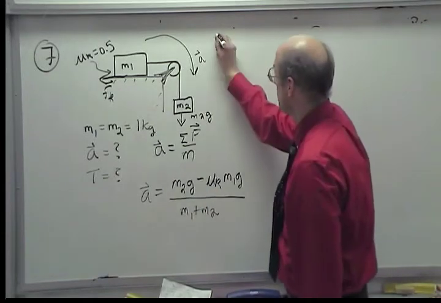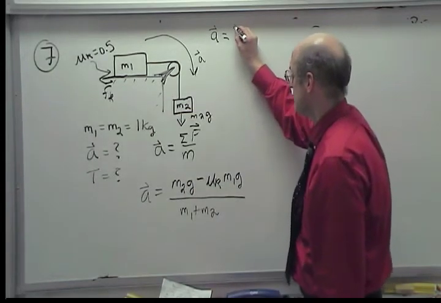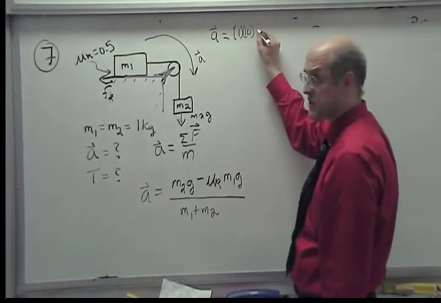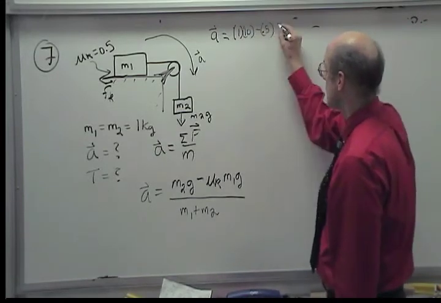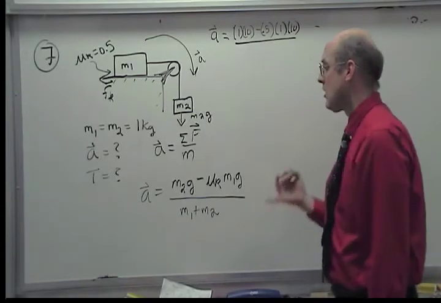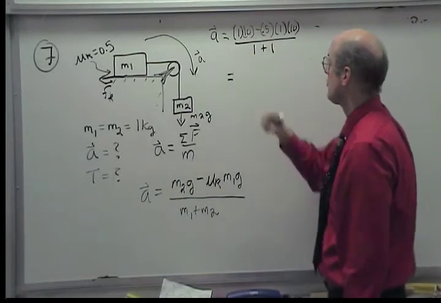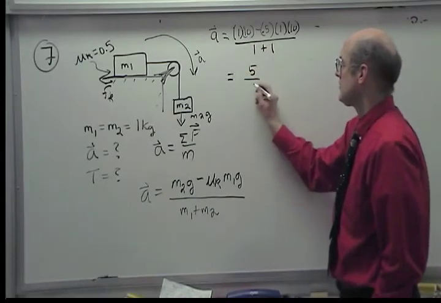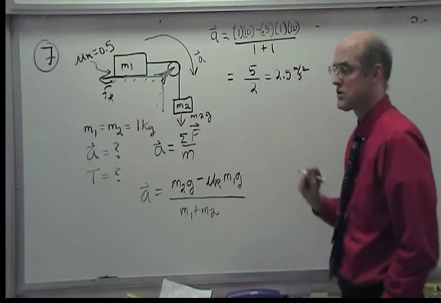Let's do the numbers. So the acceleration then is equal to M2, which is 1, times g, which is 10 meters per second squared, minus mu k, which is 0.5, times M1, which is 1 kilogram, times g, which is 10 meters per second squared, all divided by M1 plus M2. So in the numerator, we get 5, and in the denominator, 2. So we get an acceleration of 2.5 meters per second squared.